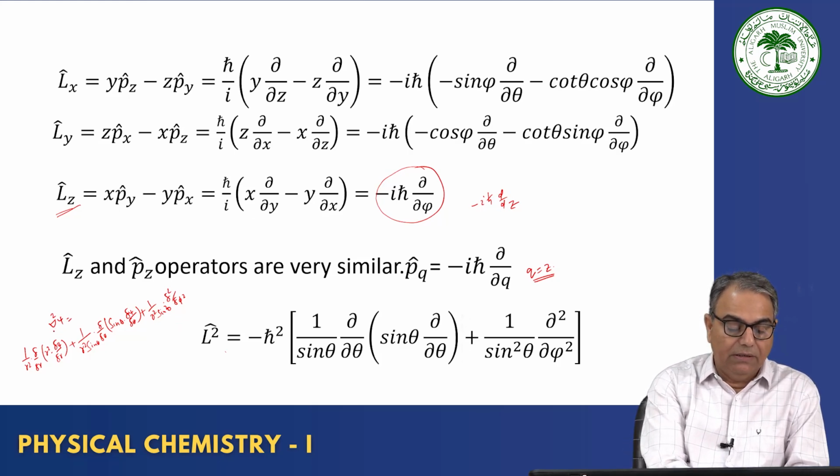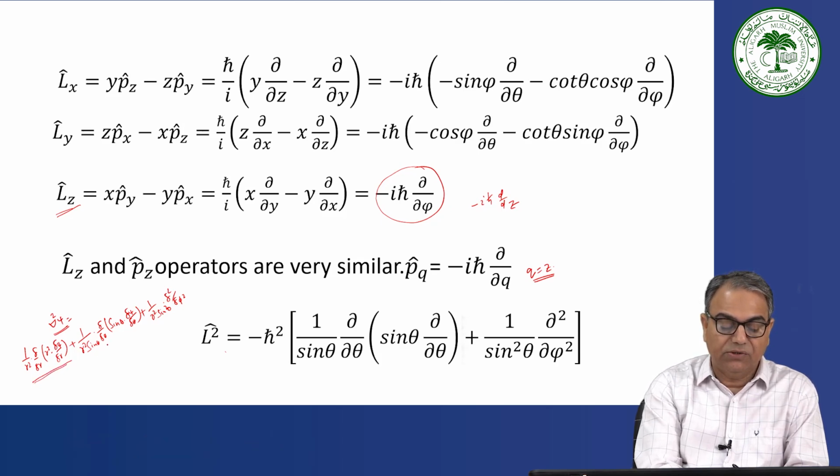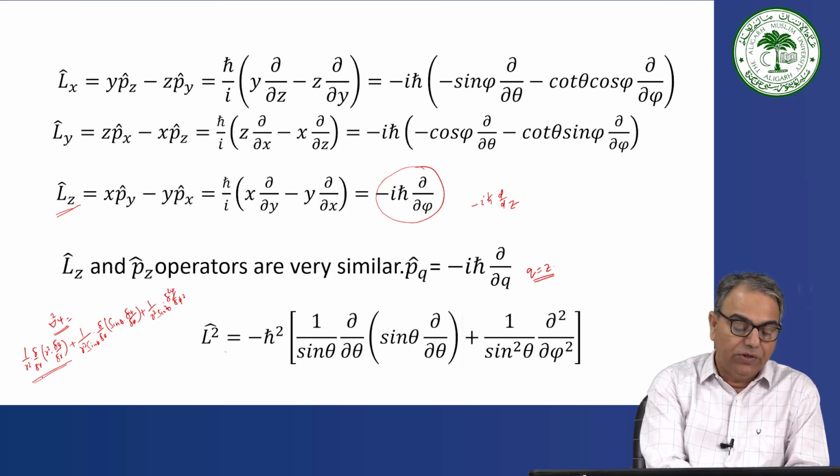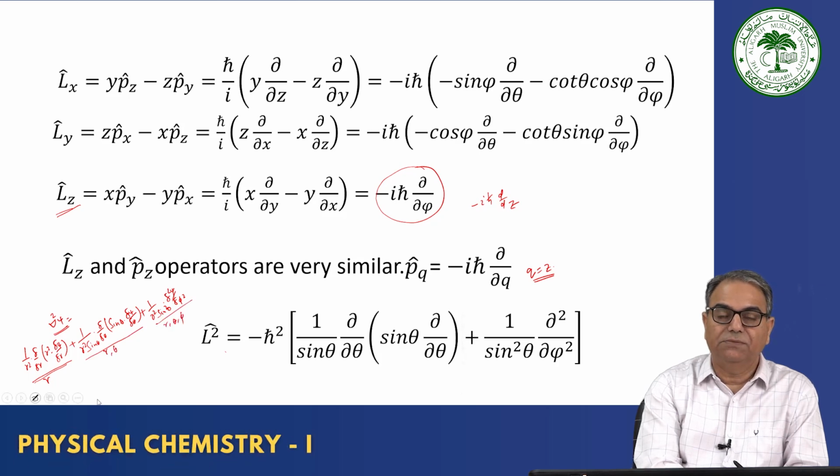So your Laplacian operator converted to spherical polar coordinates has three terms. The first term is 1 by r square del by del r r square del psi by del r. The second term is plus 1 by r square sin theta del by del theta sin theta del psi by del theta. The third term is 1 by r square sin square theta del square psi by del phi square. So here you have only the r term. Just a quick recap: here you have the r and theta terms, and in the third term you have all of r, theta and phi.